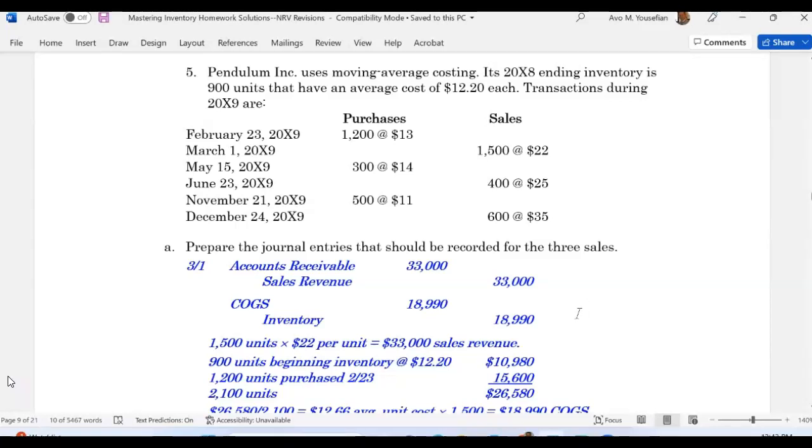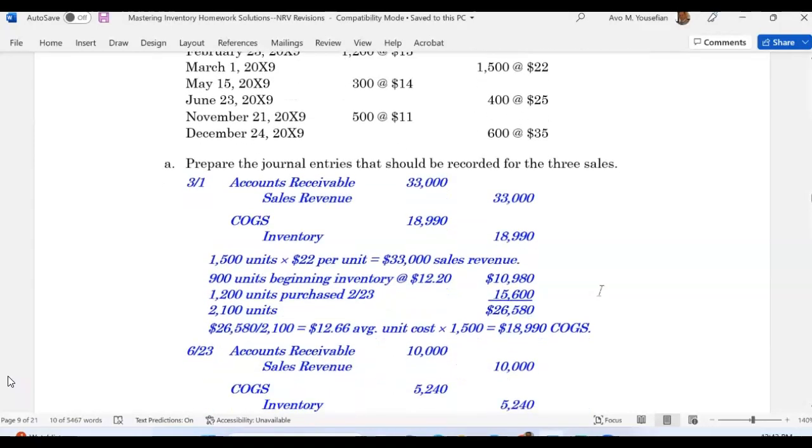Okay, so bottom line, you need to have a software. That's what software does for you. But here we are trying just to learn what's going on and what software is doing for us. So perpetual: prepare the journal entries that should be recorded under the perpetual method for these 3 sales.